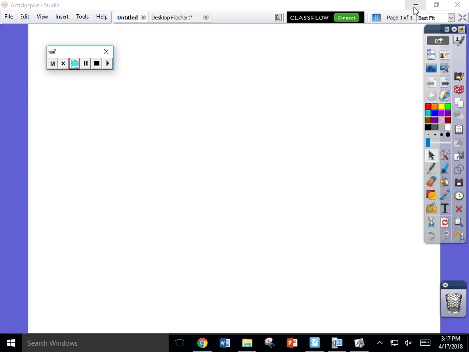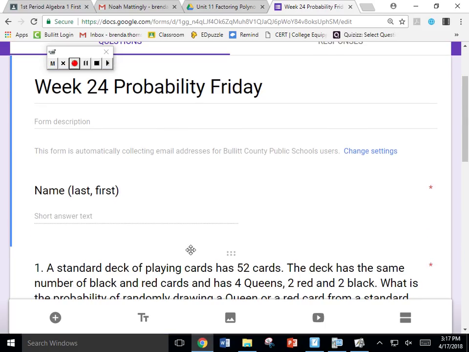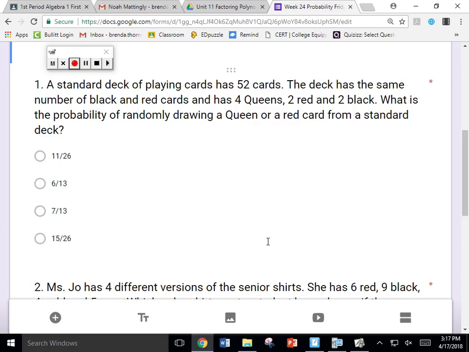Alright, so I'm going to explain to you how to solve this week 24 Probability Friday since we aren't in the classroom because of testing. So I wanted you to have this opportunity to understand how to get these questions right before your test on Thursday.